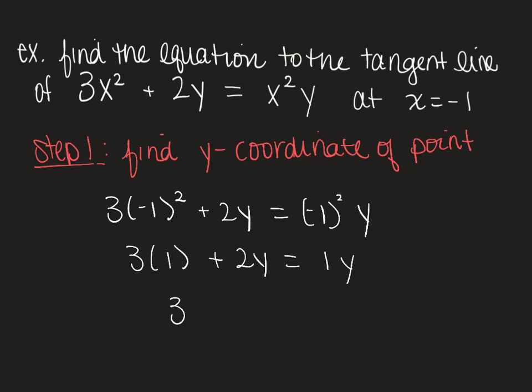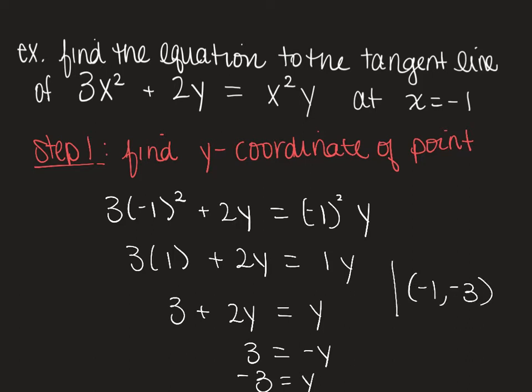It's telling me that 3 plus 2y equals y. We can subtract our 2y, so we're going to have 3 equals -y, so -3 is going to equal our y. So our whole point is going to be -1, -3. We're going to come back to this, so I definitely want you to put a box around it, highlight it. This is the point that we're going to be concerned with.